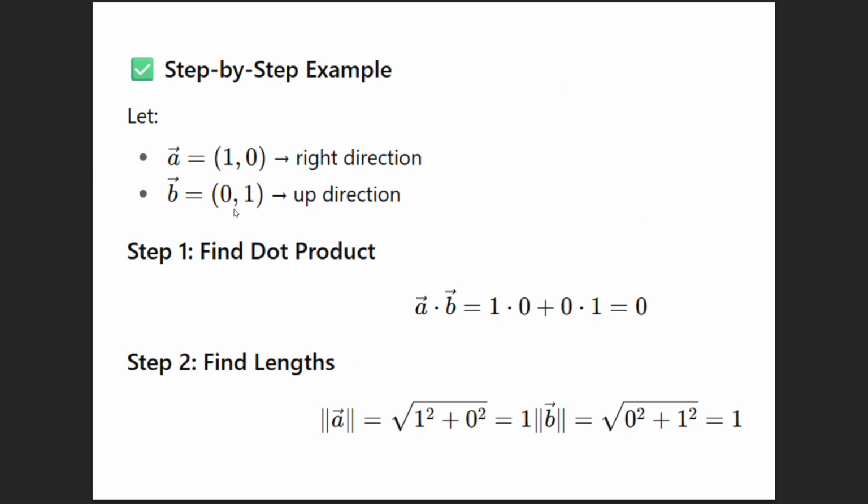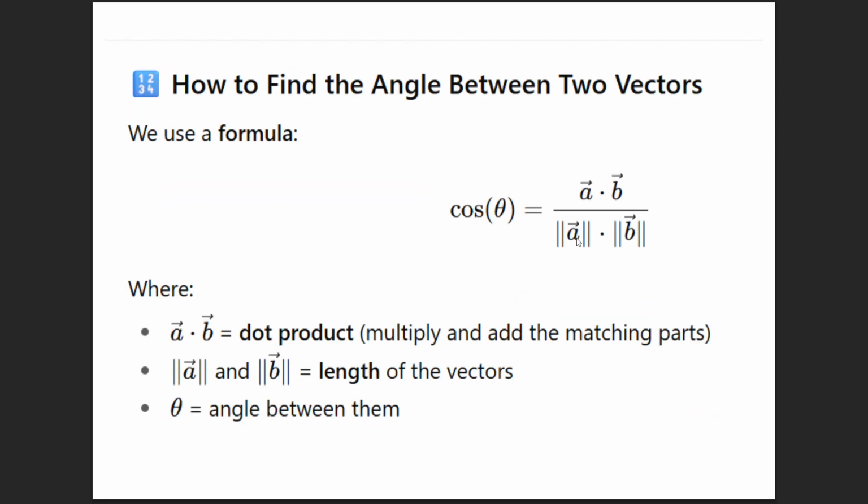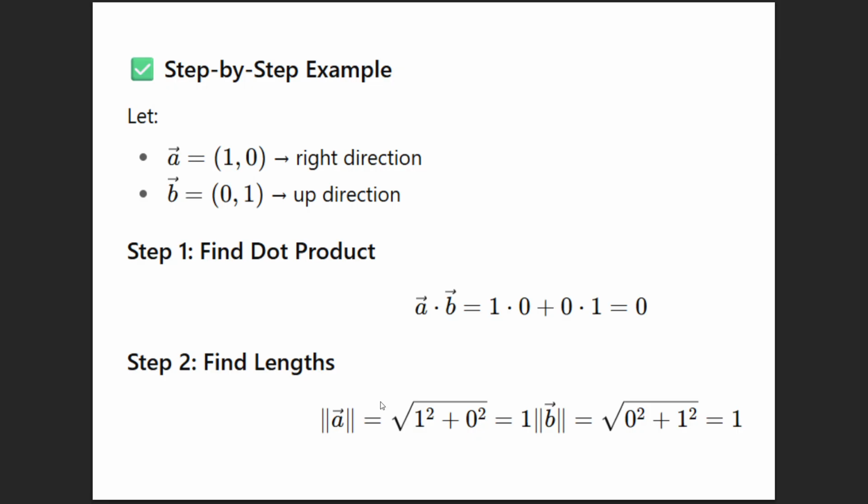Okay, so for example, if the value of a is (1, 0) and b is (0, 1), and we are finding the dot product, how will the dot product be? We will multiply and then add. The value will be 0. So the above value will now be 0, and we are going to find the below values.